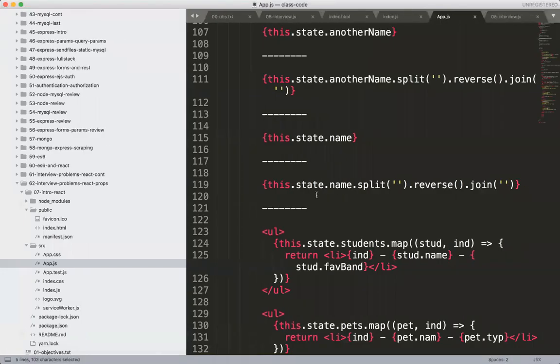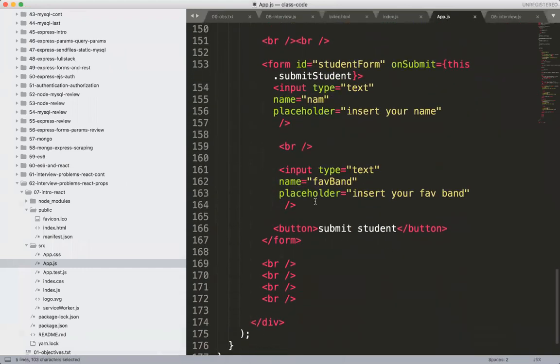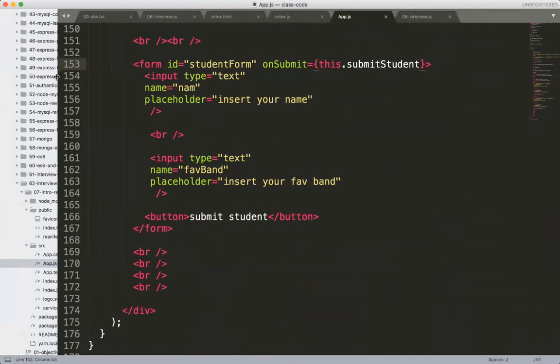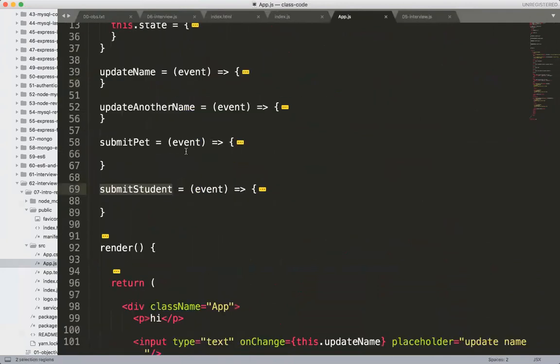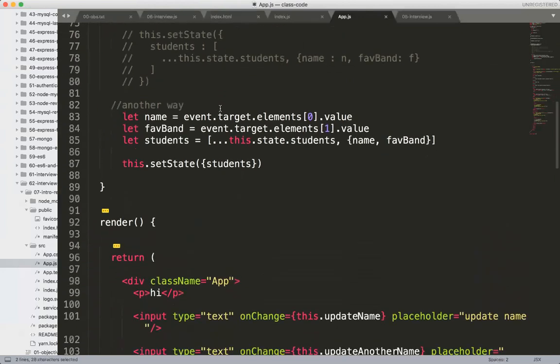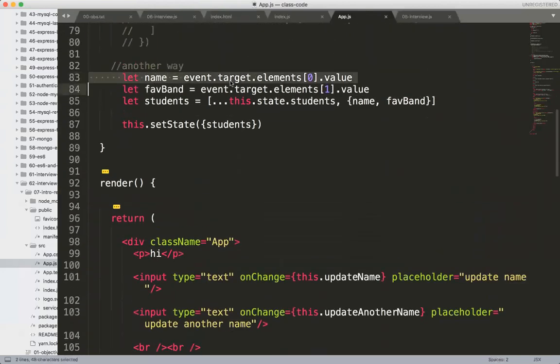So how did this work? Well, first, let's take a look at the form. Right, this is the form right here. And we have an ID studentForm. On submit, right, we're going to trigger the submitStudent function. The first input is the name input. The second input is the Fave Band input. So now let's take a look at submitStudent. We first do event.preventDefault so the form doesn't submit and refresh the page. And then what we do over here is we get the name, event.target.elements[0].value.